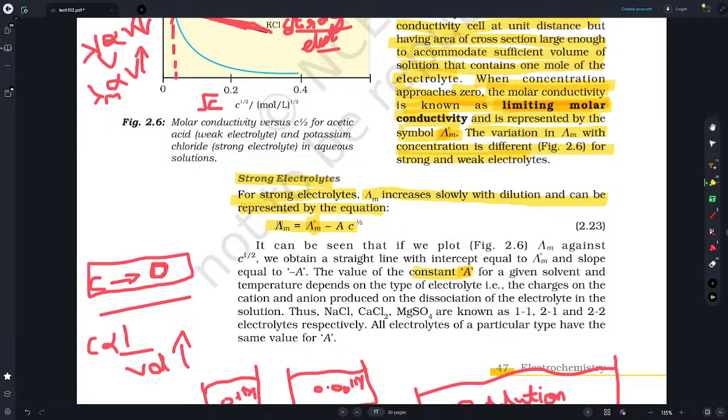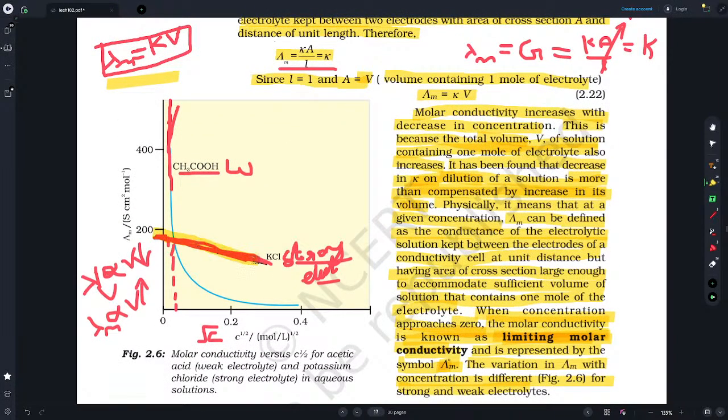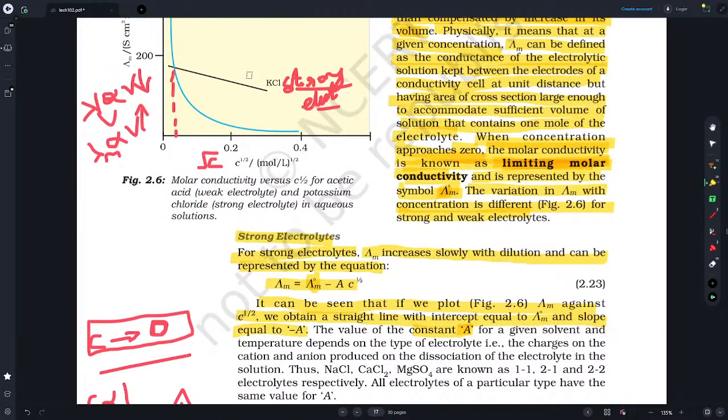The molar conductivity for strong electrolytes equals the limiting molar conductivity minus A root C, where C is the concentration term. It can be seen that if we plot molar conductivity against root C, we obtain a straight line with intercept equal to limiting molar conductivity and slope equal to minus A. This is for strong electrolytes. We obtain a negative slope.